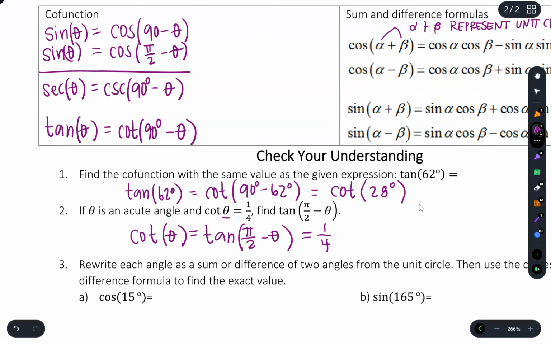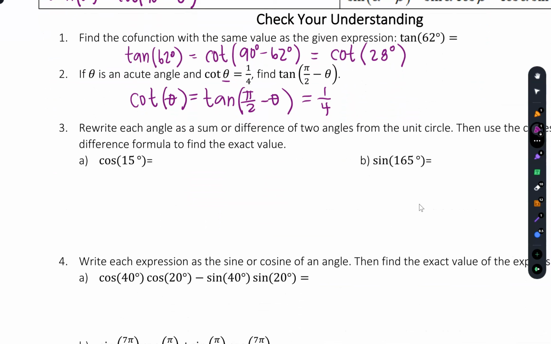All right, so let's look at number 3. Rewrite each angle as a sum or difference of two angles from the unit circle. So what two values could give me 15 degrees from the unit circle? We can use any angle, but I always try to use something from the first quadrant, or like in part B, you're not going to be able to use the first quadrant, but 45 degrees. So there's nothing that I can add together to give me 15 degrees from the unit circle. Okay.